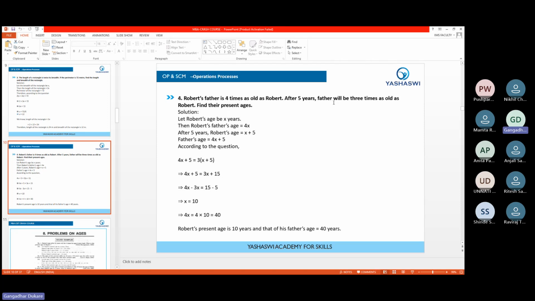After 5 years, father will be 3 times as old as robot. Find their present age. Many of these questions came in many examinations, not only the CET. These age problems come in many examinations. Let's go with this understanding.